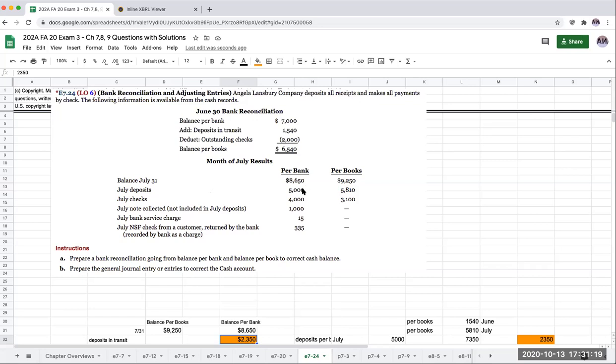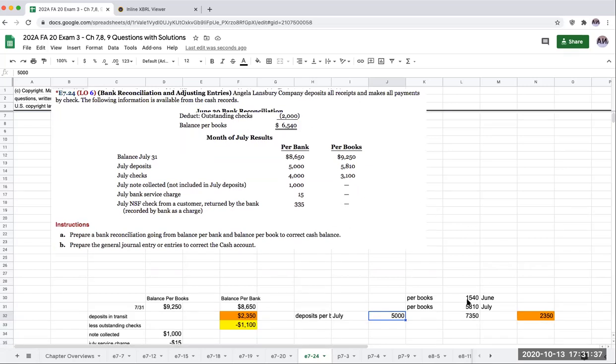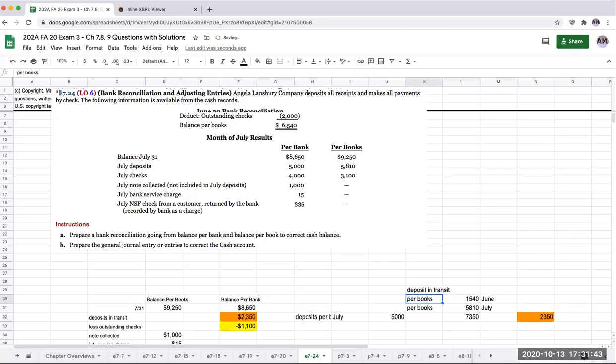let's first take a look at deposits. So during the month, the bank cleared 5,000 of deposits. But I don't know how much of this relates to the prior month. So what I need to do is add up my deposits in transit for both June and July, and I get 7,350. So this was the total amount that I deposited between the months. And when I compare this to what was cleared, the true amount of the deposit in transit is 2,350.